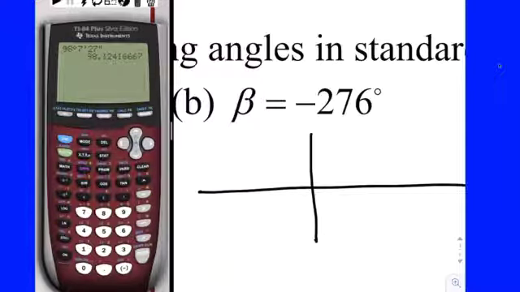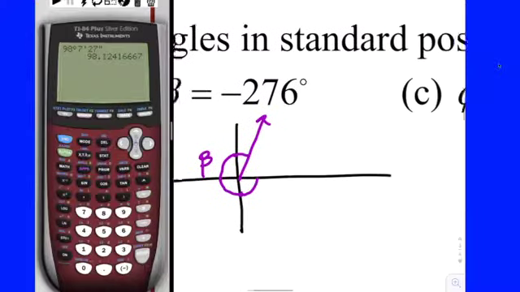Quadrant one? Yeah, I agree. It's a negative angle, so it's going to rotate clockwise. Here's 90 degrees. There's 180 degrees. There's 270 degrees. And then we go an additional 6 degrees, which is a little bit more. So I'll call that beta right there. And now it ties into what's up above. Yeah, pretty easy. Terminates in quadrant one.